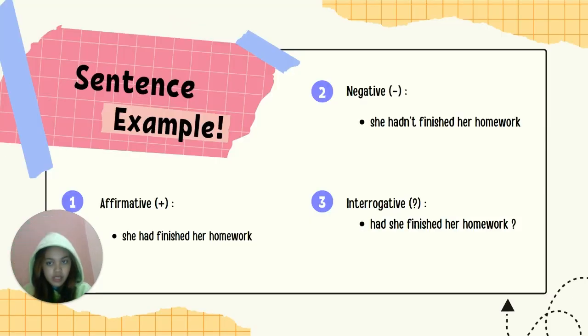The example of past perfect tense. For the affirmative, the example is she had finished her homework. For the negative, she had not finished her homework. For the interrogative, had she finished her homework? This action, finishing homework, happened before the other action.